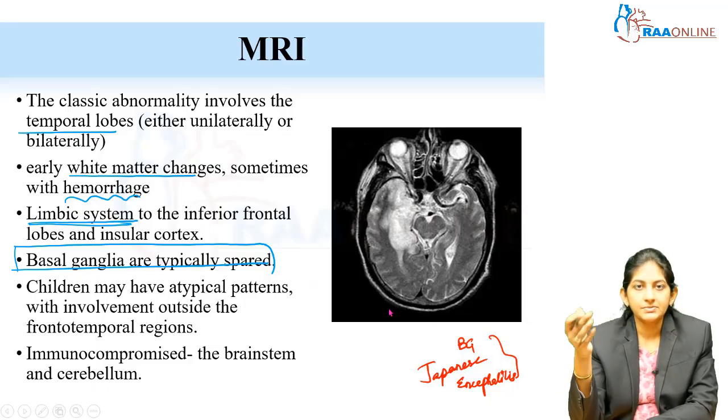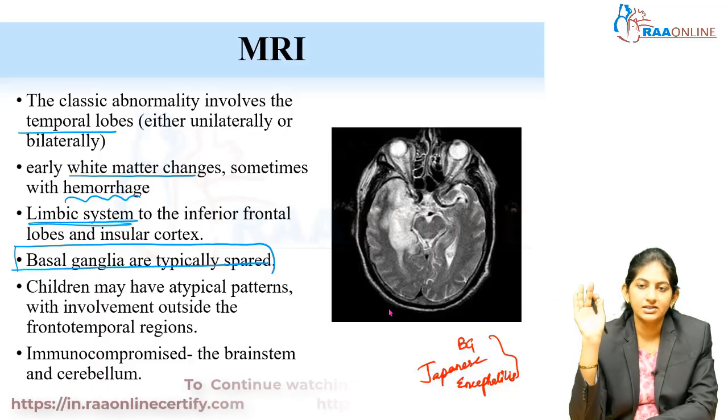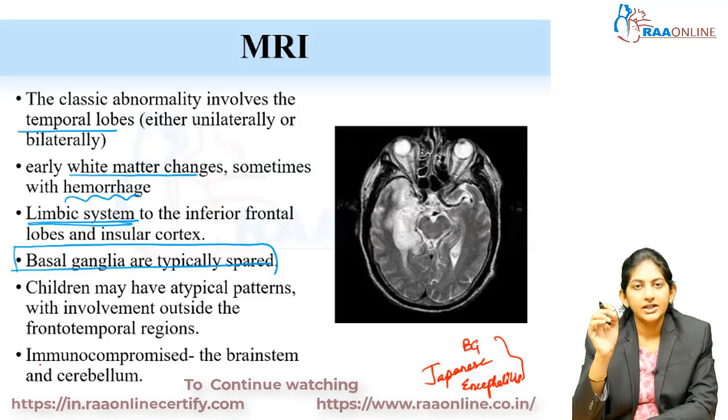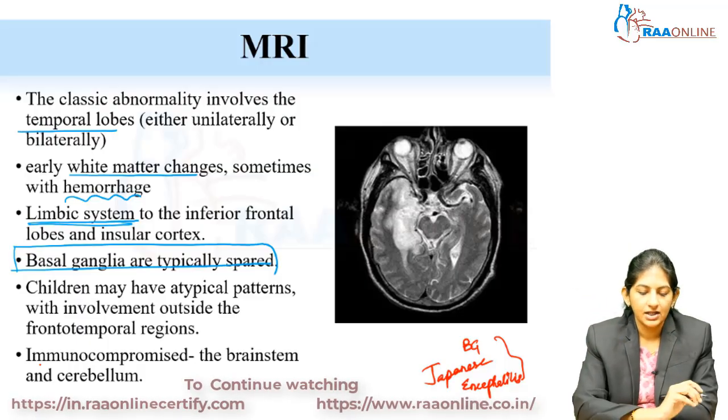There can sometimes be an atypical pattern also, not just restricted to the limbic system and temporal cortex. If the child is very severely malnourished or immunocompromised, a generalized parenchymal lesion can be there. Even the brain stem or cerebellum can be affected. Not just the cerebral cortex, but even the cerebellum or brainstem can also get affected. But it is only in immunocompromised individuals.